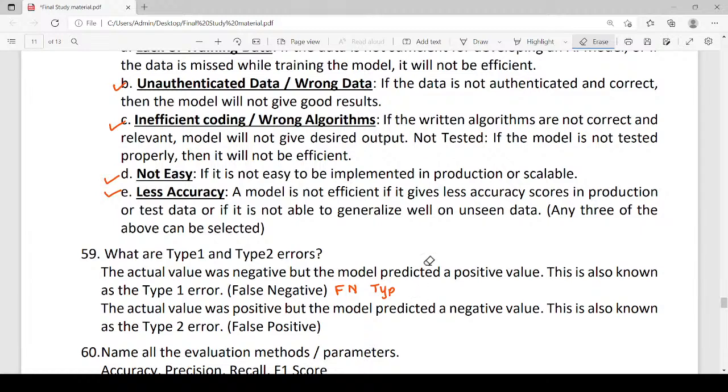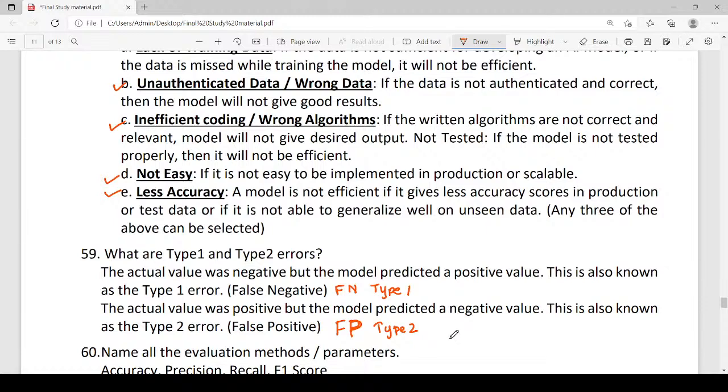Let me tell you a shortcut to remember this also. False negative is type 1. Type 2 is your false positive. See this FP. You are writing P like this, no? This has the curve of 2. So remember this. This is a type 2 error. So try to remember type 1 and type 2. This could be a possible question because it is mentioned in the question bank of CBSE.